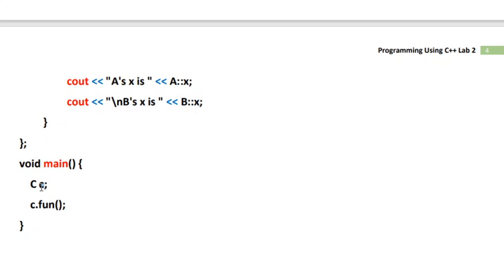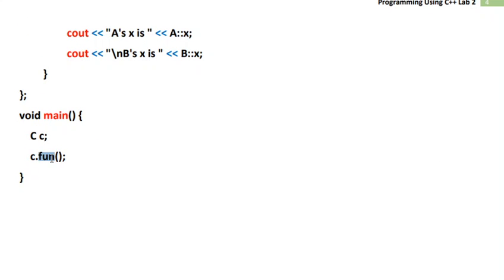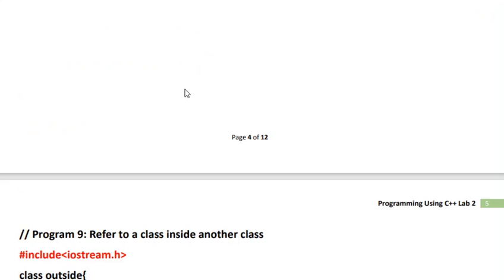Here I have object small c of capital class C. Using the object c, I am calling fun, the member function of class C. Whenever this function is called, it will print the value of A's x and B's x, so it will print 10 and 20.